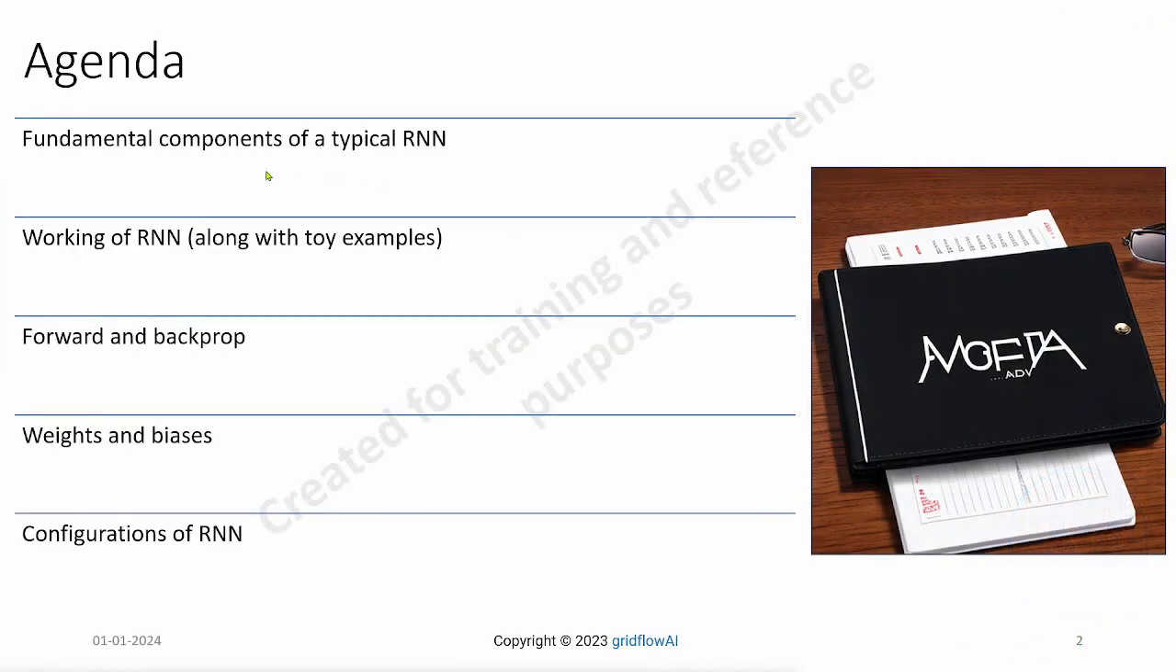So the agenda is going to be first the understanding of the fundamental components of RNN, and the working of the RNN using some toy examples. I'll also talk about how the forward propagation and backward propagation work. Most importantly, how the weights and biases are computed in RNN. There are different configurations of RNN that we will see, and what configuration is suitable for what purpose.